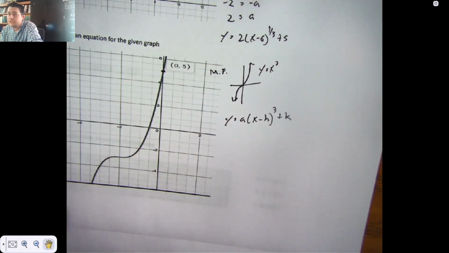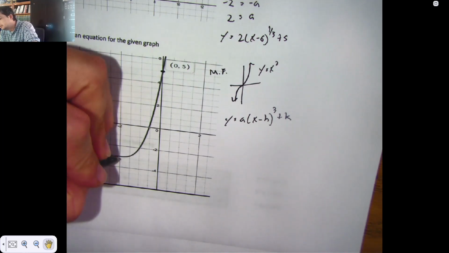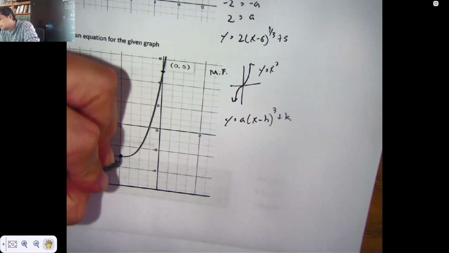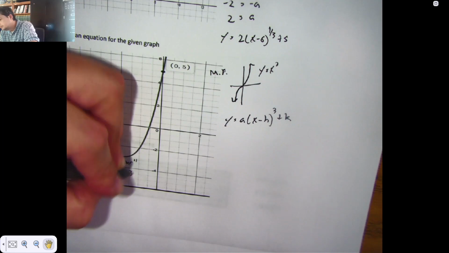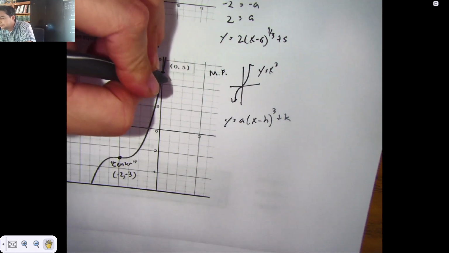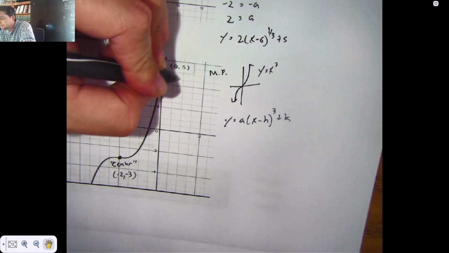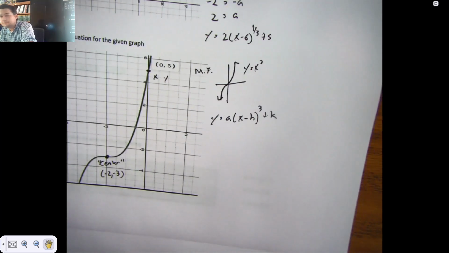Some of y'all were struggling with absolute value, a times the absolute value of x minus h plus k. More of you were struggling with quadratic, a times x minus h squared plus k. It's the same form. That's why I preached understanding it in the beginning. Here's my center. It's at -2, -3. And here's another point, so it gives me an x and a y for later.